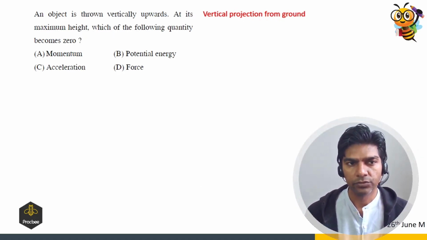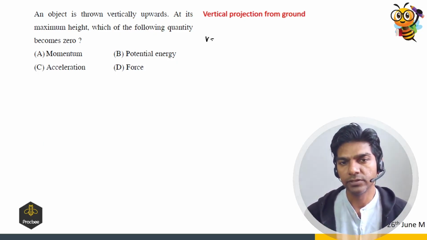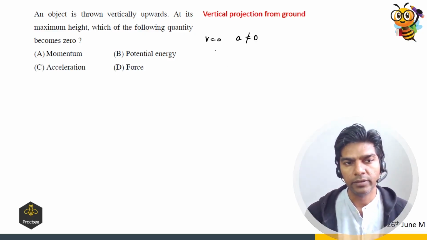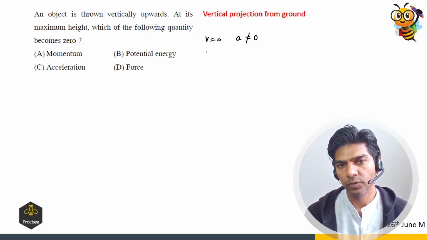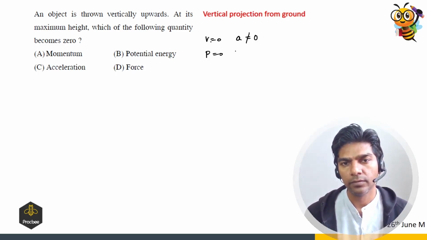Now let us see the next question. An object is thrown vertically upwards. At its maximum height, which of the following quantities becomes 0? So at the maximum height, velocity is 0. Acceleration is non-zero. Momentum: if velocity is 0, momentum is also 0. So which of the following quantity becomes 0? Momentum will become 0.